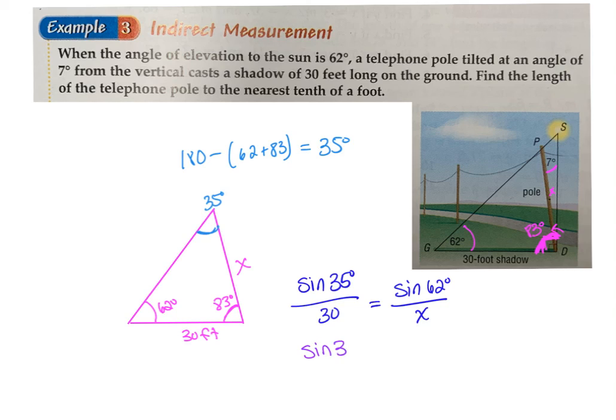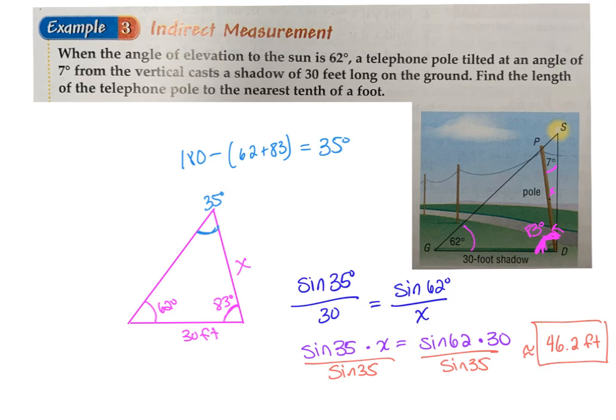Sine of 35 times x equals sine of 62 times 30. Final step here is to divide by sine of 35. So when I put that in, sine of 62 times 30 divided by the sine of 35 equals what? And it wants it to the nearest one decimal. So 46.2 feet is how tall that guy is.